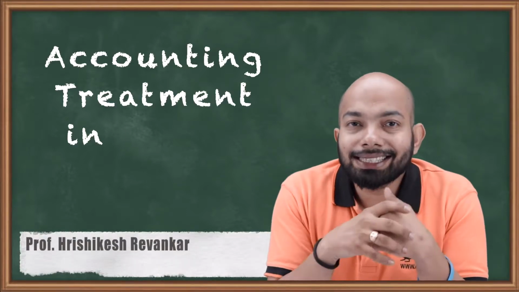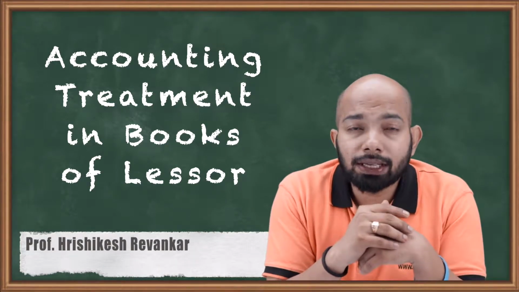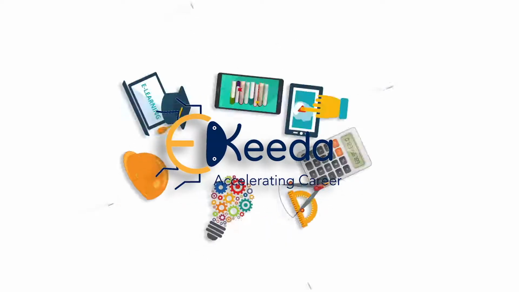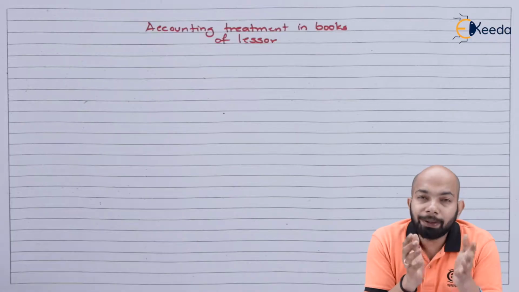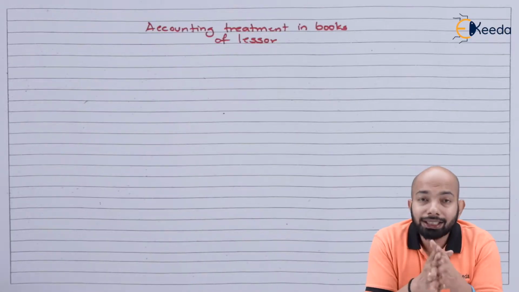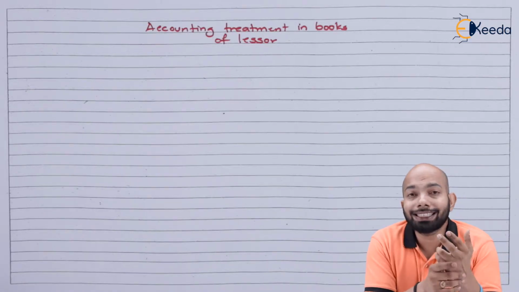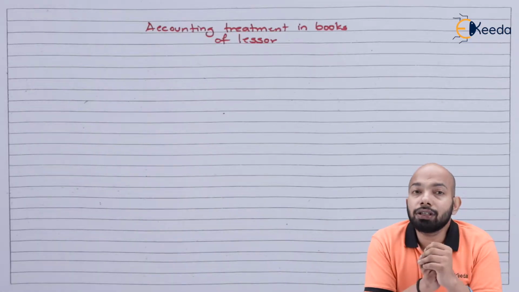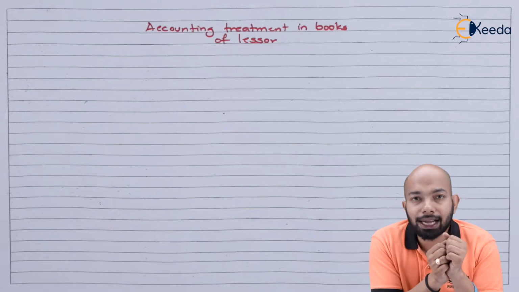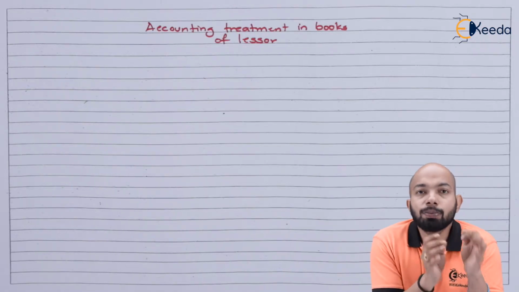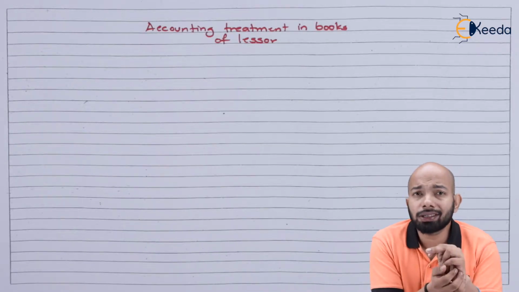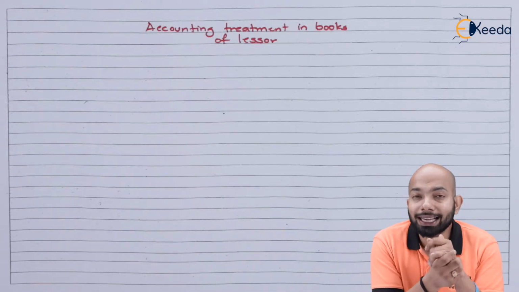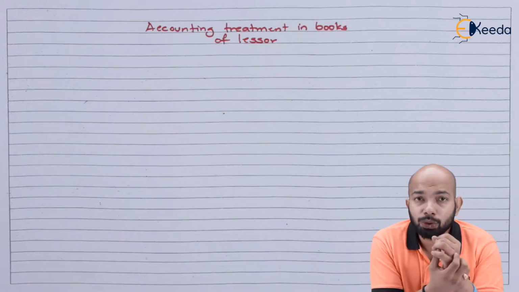Hello friends, we'll be discussing the journal entries that we're supposed to pass in the books of Lessor now. In the previous video, we learned what journal entries we have to pass in the books of Lessee. Similarly, we have certain journal entries to pass in the books of Lessor as well. These will be corresponding to the entries already passed in the books of Lessee, and accordingly, we have to pass certain entries here. So let's figure out what exactly we have to pass and how it is supposed to be done.